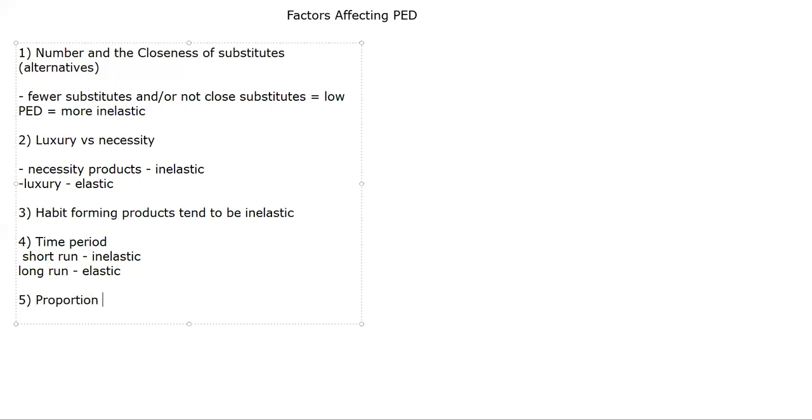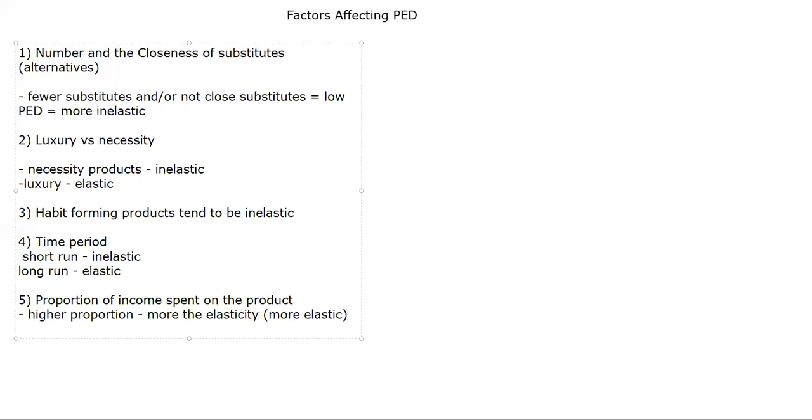Five is proportion of income spent on the product. The idea here is that by proportion we mean percentage, but you just don't multiply. The higher the proportion, the more the elasticity; basically it's going to be more elastic. Why is that? If you think about it, you buy pencils, right? But pencils make up a very small proportion of your overall expenditure. Hence, even if the price of pencils goes up by 10% or by 100%, you'd probably just continue to buy the amount of pencils you needed anyways. You wouldn't really be very responsive to a change in price of pencils. Why? Because you don't care. They're pencils. They're a very small percent of your expenditure, or of your income.